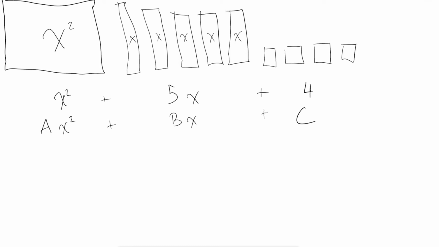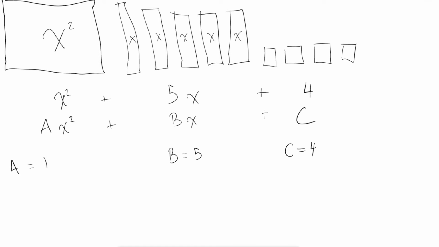Why am I doing it like this? So that I can say, well, what is a equal to? What is being multiplied by x squared to get me x squared? Well, it's just x squared on its own, but a can't be 0 because 0 times something is 0. It has to be equal to 1. b is equal to 5, and c is equal to 4.